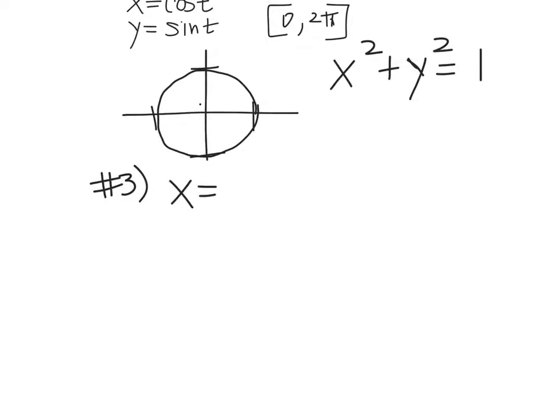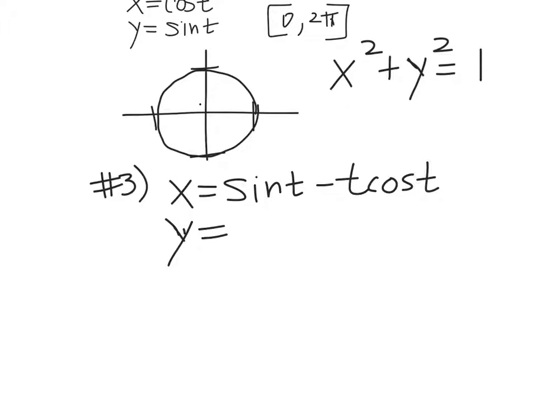X equals sine t minus t cosine t. And then y equals... I never read it as sin, like sin of pi over 6. It's always sine and cosine. Some people will say sin of t. I'm like, no, it's sine t.